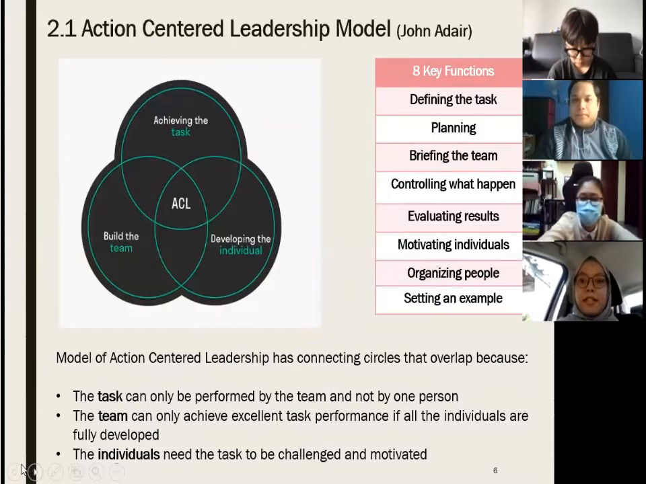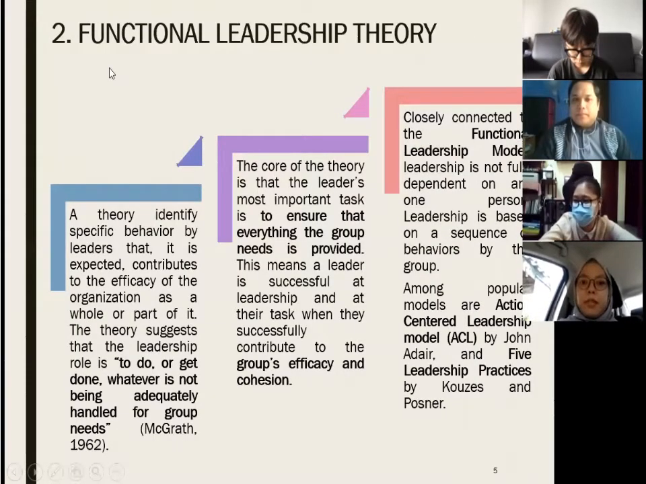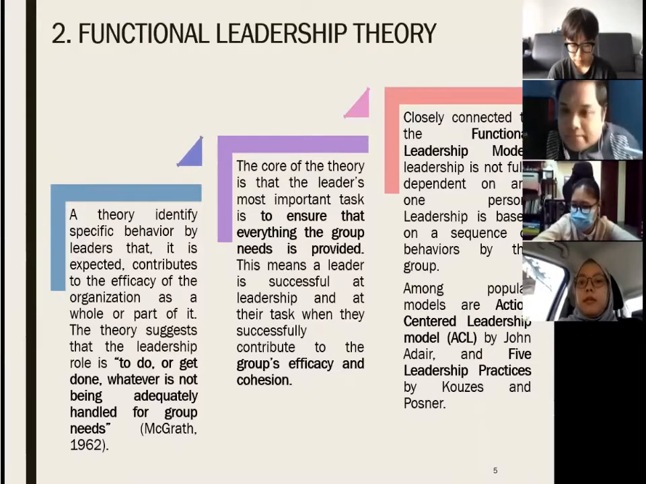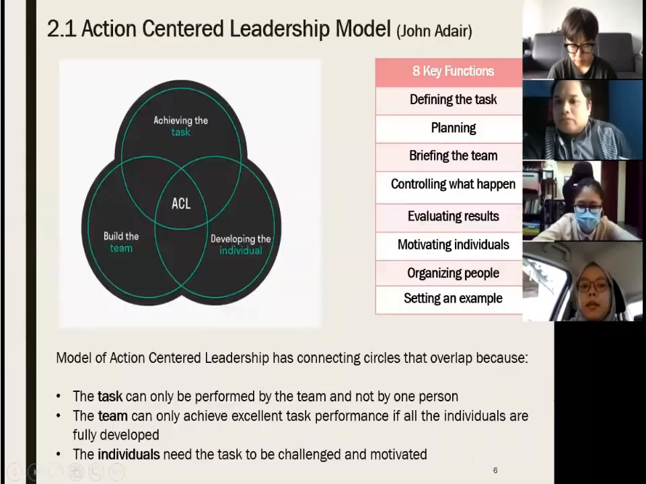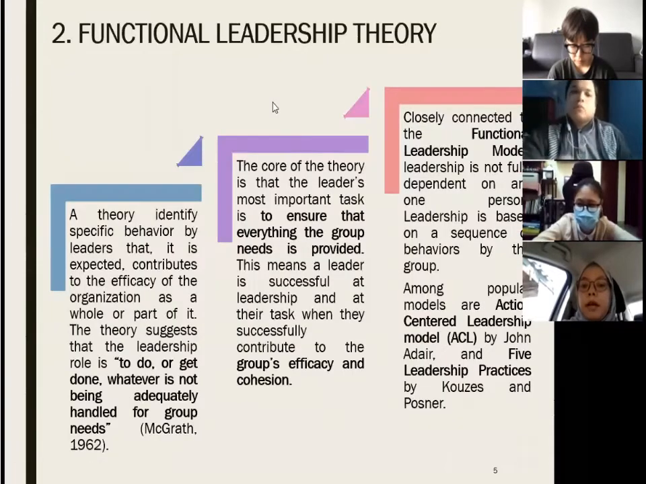Right, thank you, Anis. Now I'm going to proceed to functional leadership theory and models. The theory of functional leadership is a theory that identifies behavior by leaders that the theory suggests is needed for group needs to be adequately handled. The core of the theory is that the leader's most important task is to ensure that everything the group needs is provided. That means a leader is successful when they successfully contribute to the group's efficacy and also cohesion or unity of the team.